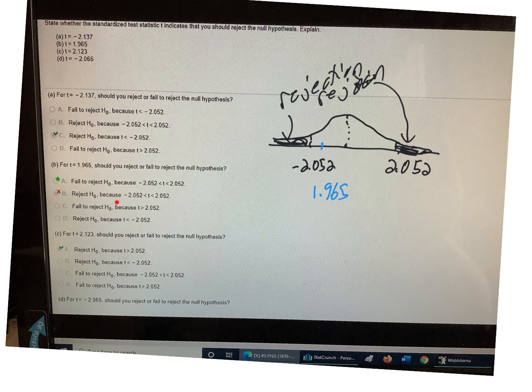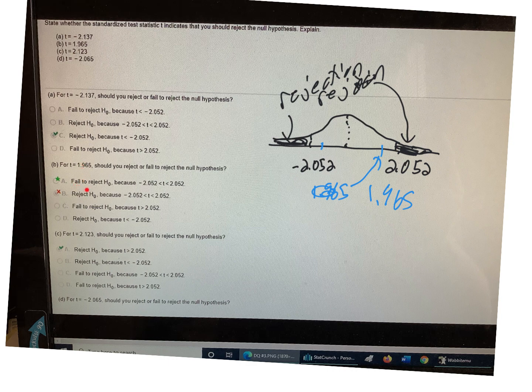On this particular one, t is 1.965. Oh, oops, that's positive. I put it in the wrong spot there. Should have been over here. 1.965 would be positive. It'd have to be beyond this 2.052 to be in the rejection region. So in here, you fail to reject anything between them, and anything greater, you would reject.